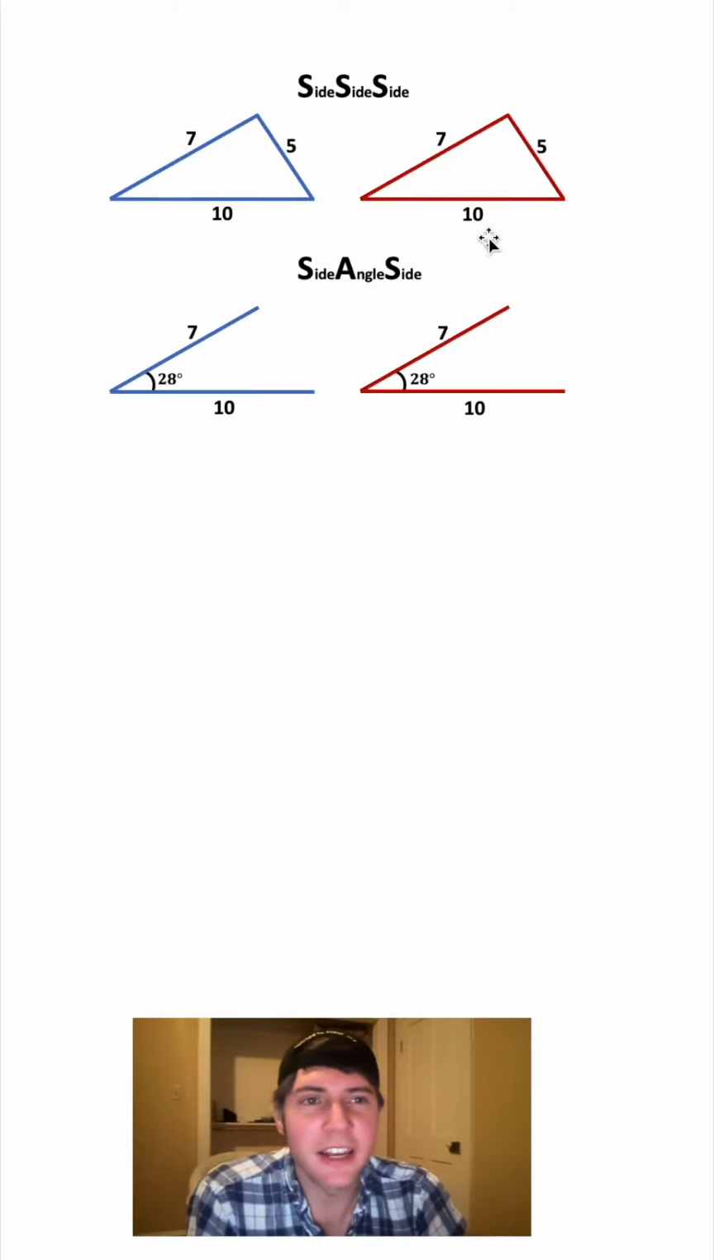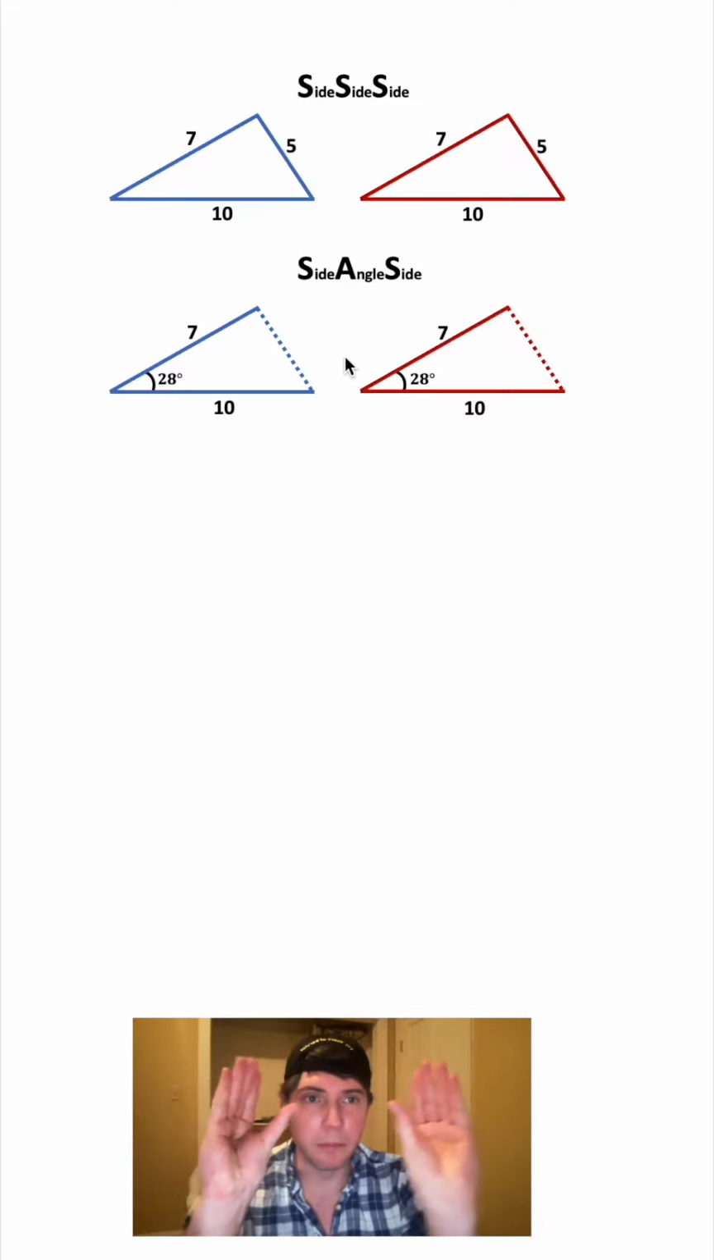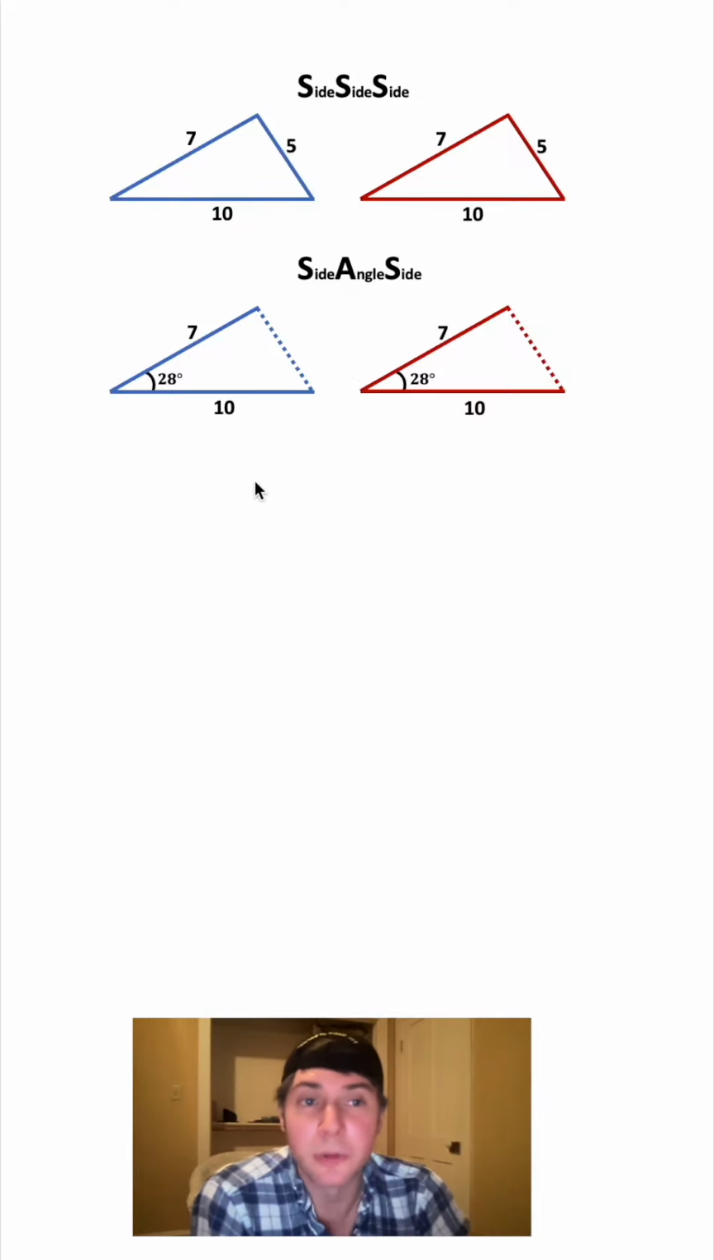Another scenario is side, angle, side. And notice how this word angle is in between the two sides. The angle that we know is also in between the two sides that we know. So the 10 goes with the 10, 28 with 28, and 7 with 7. Now, no matter what, if we complete these and make these triangles, they have to be congruent triangles. This 7, 10, 28, it's rigid. It cannot move to change the shape of the triangle. So we know these are congruent triangles and they happen to be the same triangle as above.